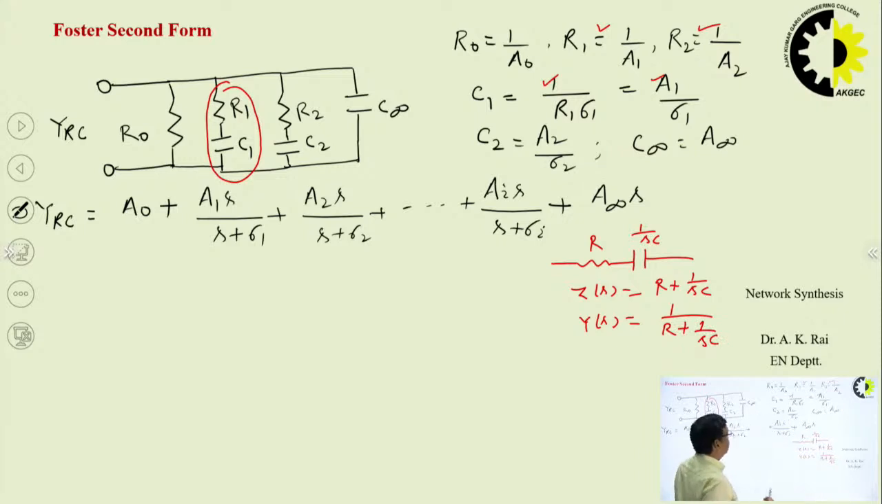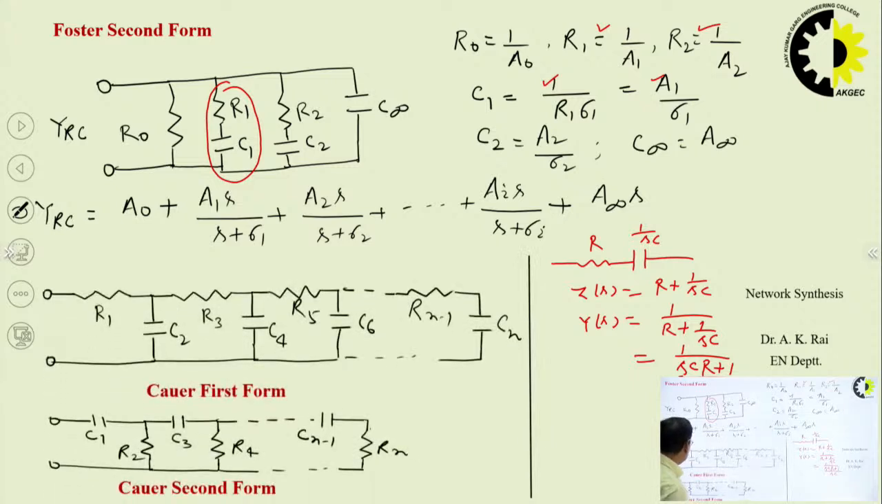So this way we can carry out, and you can simplify this. So, 1 by SCR plus 1 by SC. So this way we can find the R1 C1, R2 C2, R1 C3, and this is the general expression of Cauer first and Cauer second. Now, let us do some problems.